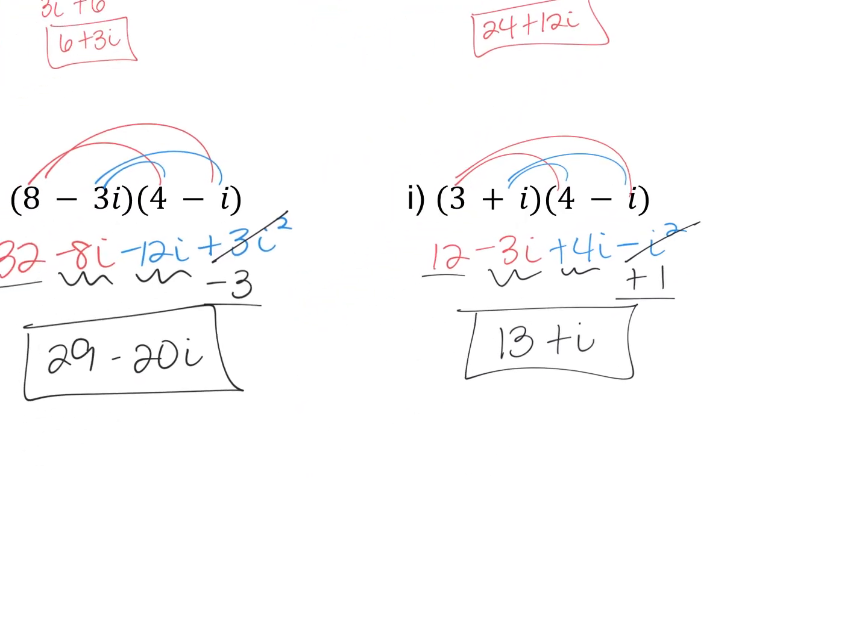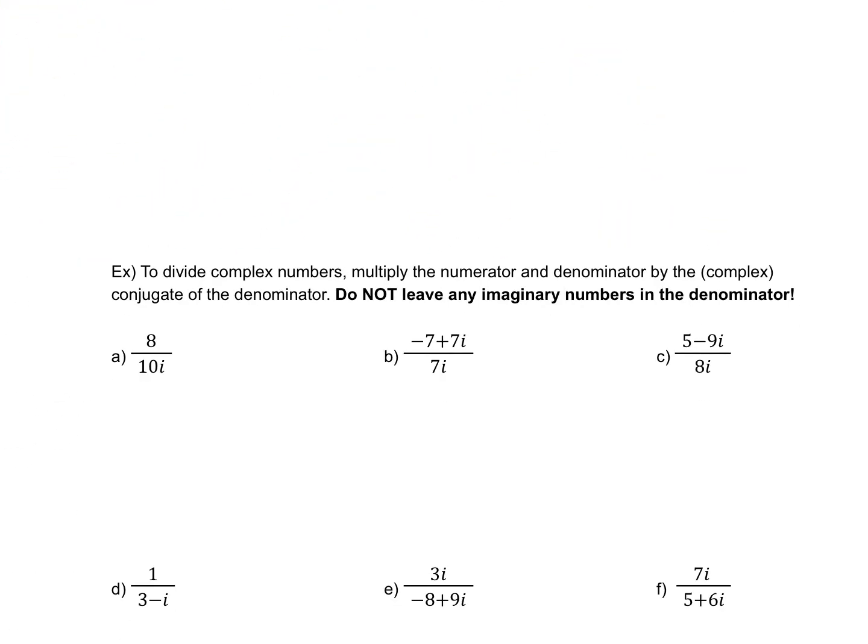Okay, so now let's get to the next part. That was too easy. We got to do some harder stuff, but we are going to use some of that stuff. To divide complex numbers, multiply the numerator and denominator by the complex conjugate of the denominator. That's a mouthful. This is the number one rule for dividing imaginary numbers. Do not leave any imaginary numbers in the denominator. You can't do it. It's not correct. Okay, you need to simplify them out.